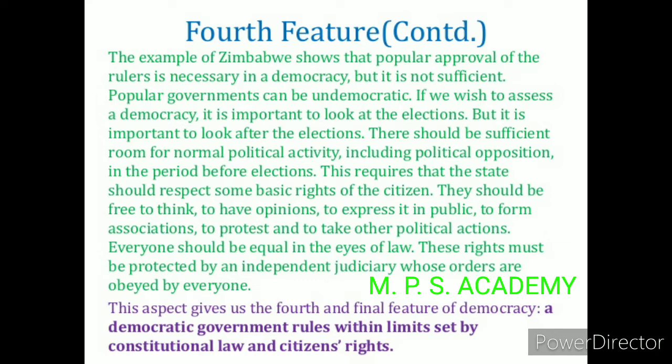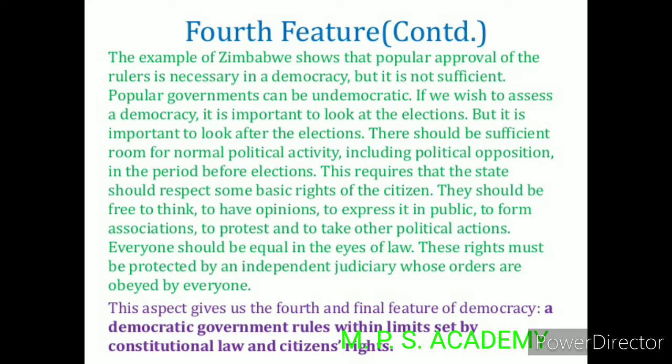If we wish to assess a democracy, it is important to look at the elections, but it is more important to look after the elections. There should be sufficient room for normal political activity, including political opposition in the period before elections. This requires that the state should respect some basic rights of the citizen.